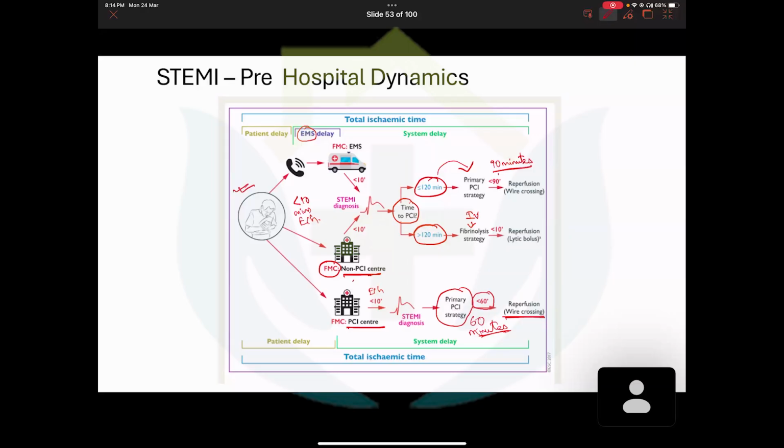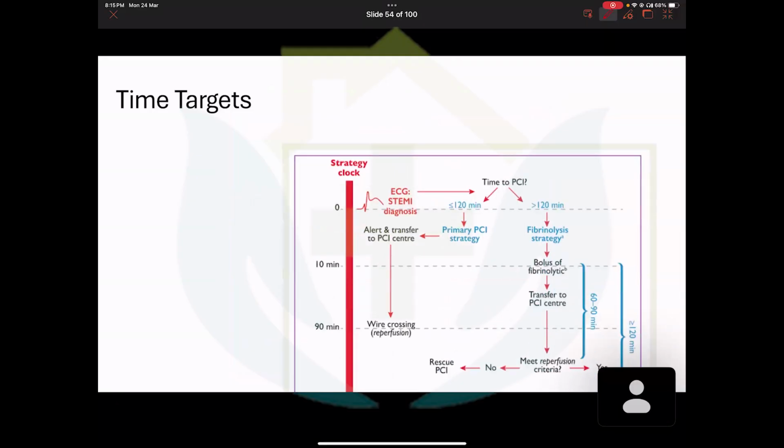Here you have to give the IV drug, with time to IV infusion less than 10 minutes. All of these time periods are an MCQ. Okay. So yeah: PCI center within 60 minutes. Non-PCI center, if shifted to a PCI center within 120 minutes, less than 90 minutes. If shifting to a PCI center is not possible within 120 minutes, fibrinolysis within 10 minutes. This is the easier way to remember.